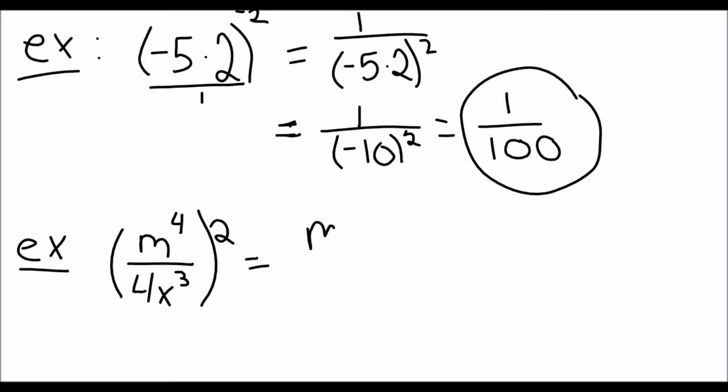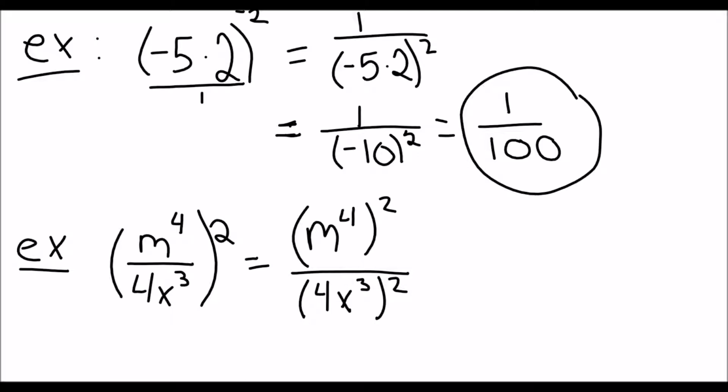So I'm going to say m to the 4th squared all divided by 4x cubed squared. Just basically what you do to the top, you have to do to the bottom, and so we just separated the exponent so it was a little bit easier to look at.